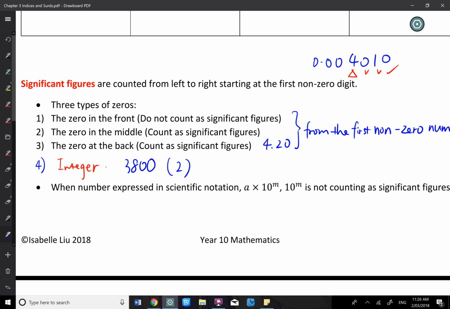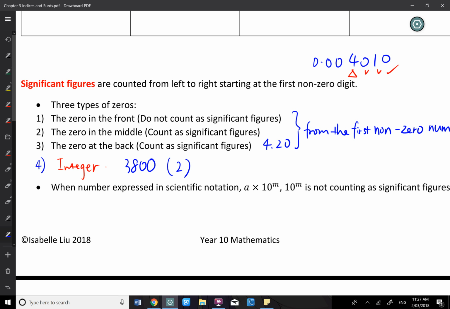This rule is actually different from what we learned before. When I studied, this still had 4 significant figures. But I think they changed it now. They don't count this 0 as a significant figure anymore. So if you have an integer, it's called a trailing 0. I don't know why it's not counting, but they made the rule that for an integer, the 0 at the back, we don't count it anymore.